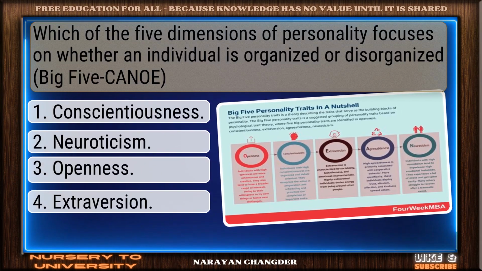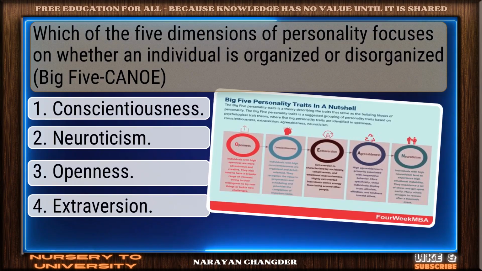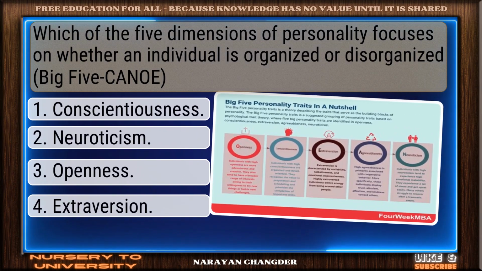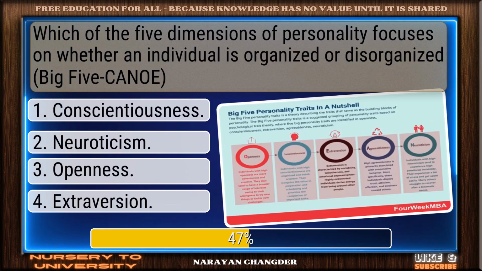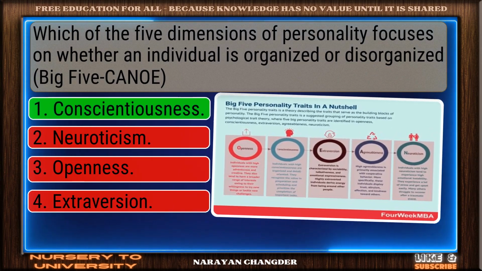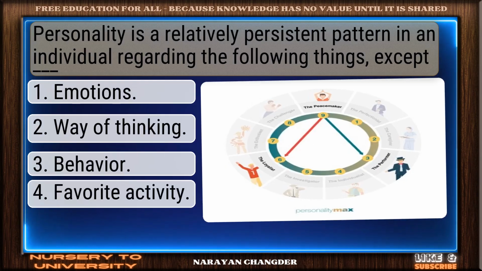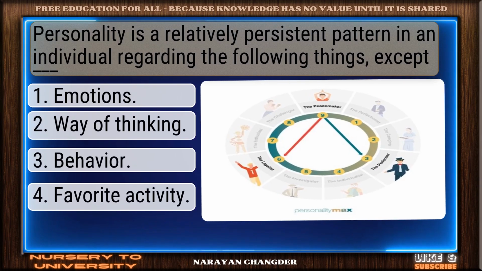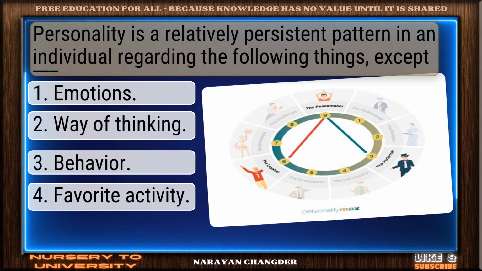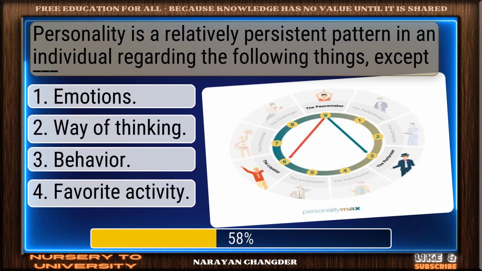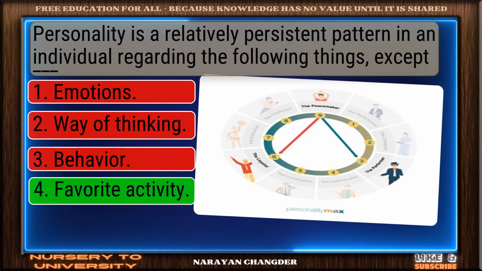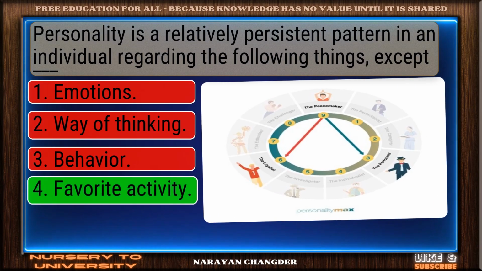Which of the 5 dimensions of personality focuses on whether an individual is organized or disorganized? Bravo! Conscientiousness is the answer. Personality is a relatively persistent pattern in an individual regarding the following things, except dash. You got it. Your choice favorite activity is right.